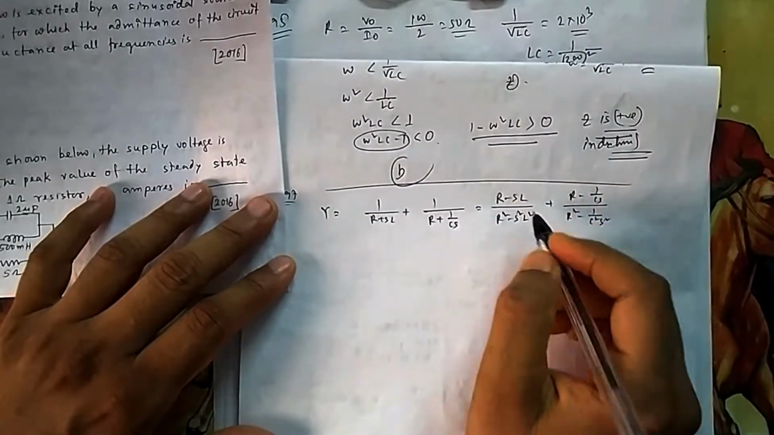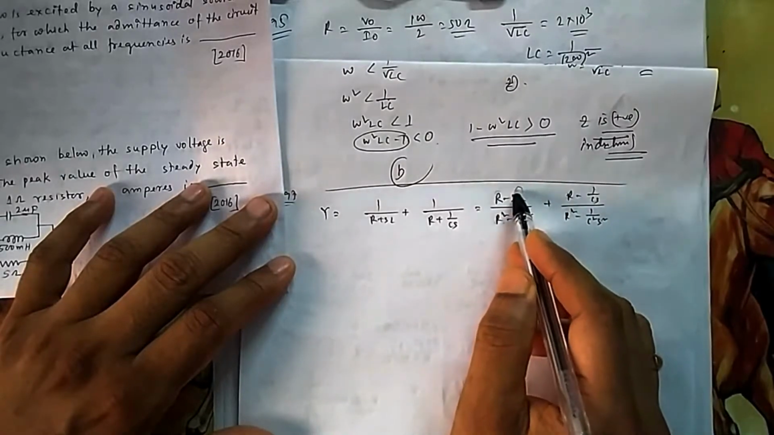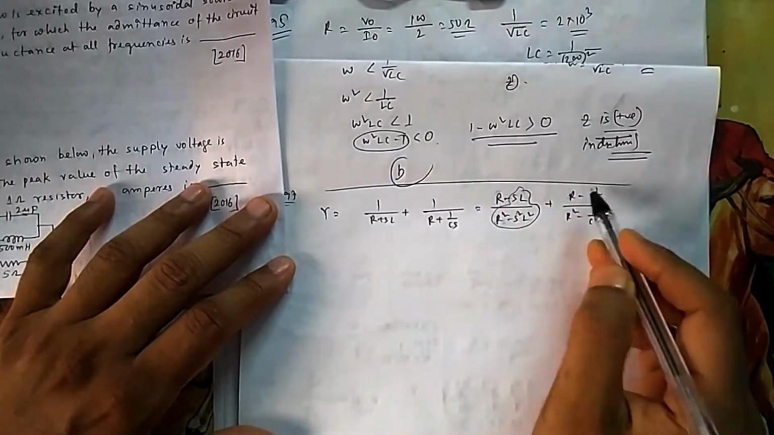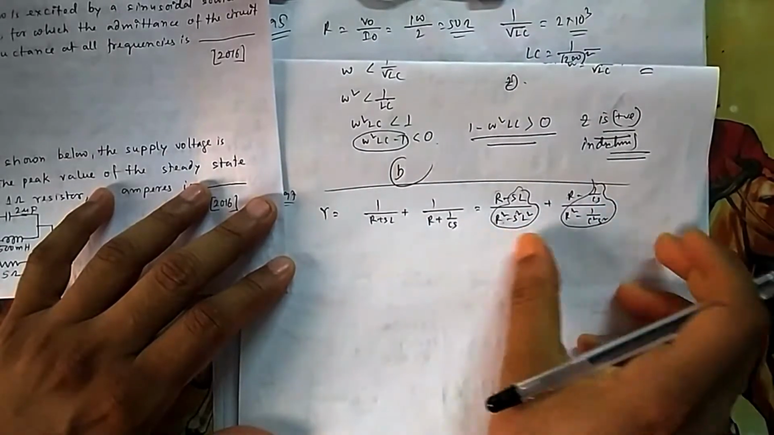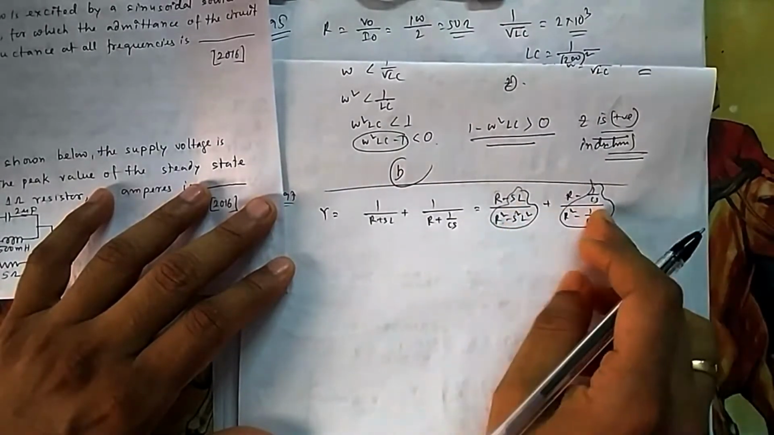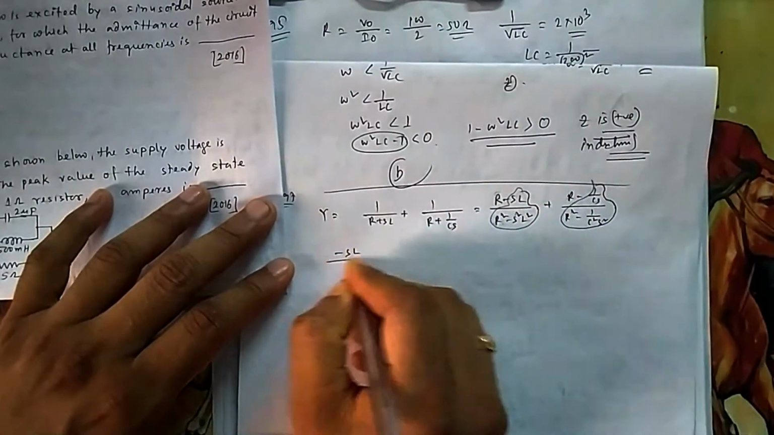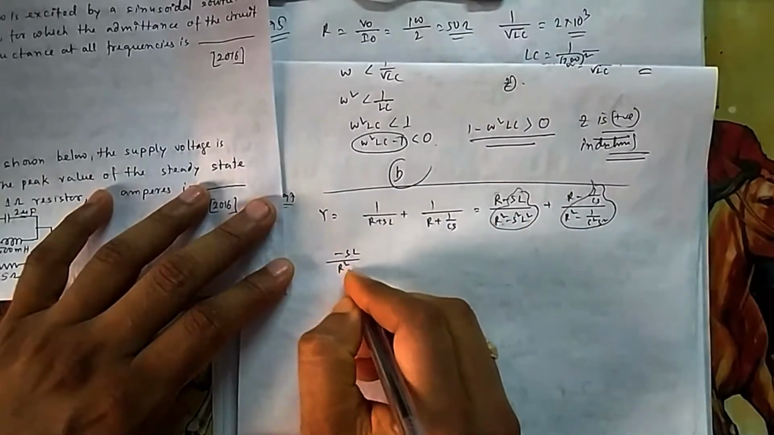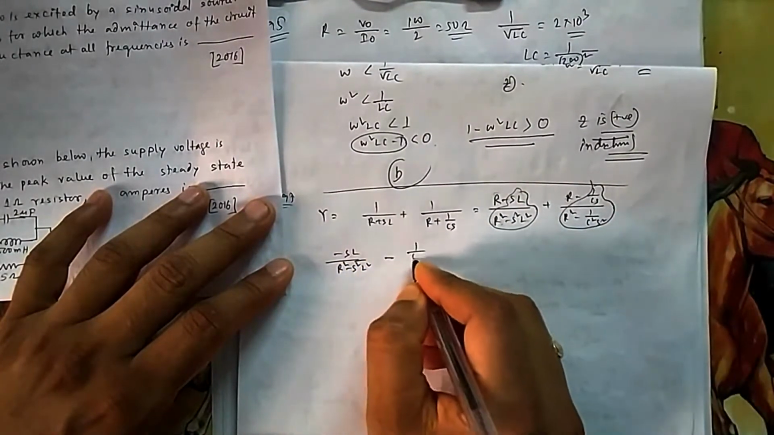So this R by this, R by this, these are the real parts. What are the imaginary parts? This is one imaginary part and this is one imaginary part. So the sum of these two imaginary parts should be 0, because the imaginary part should be 0. The imaginary part from here you will get R square minus S square L square, and the imaginary part from here, let me write it here.